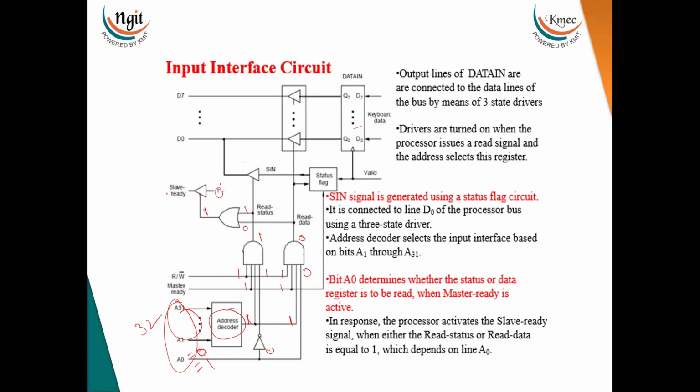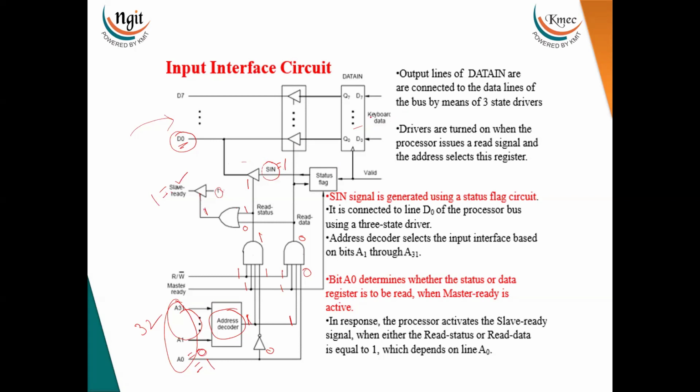Now if this is 1, it means this 1 becomes available at the output, so slave ready becomes 1. Along with the slave ready, it will send the status bit, as I already said. Now this 1 makes this buffer enabled. With that, this SIN bit will be available on D0 of the data bus. So now the processor will read the data bus, thereby reading the D0 bit. If the SIN bit is equal to 1, the processor understands that the data is ready.